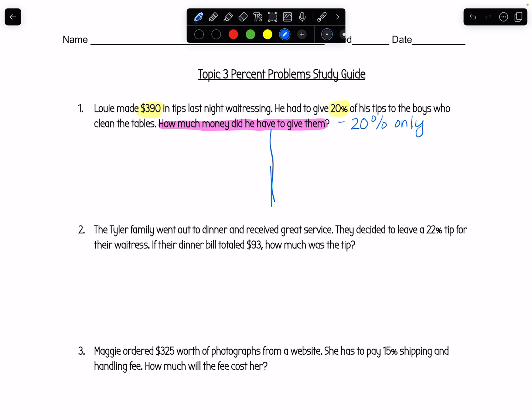So if you are a fan of proportions, you set it up with your 100 and your percent on one side. And since it wants to know what the 20% is, the 20 goes with the unknown. Since we do not know the 20%, we're going to put the x with the 20%. We do know the 100%. It's 390. So you are more than welcome to do it that way if you choose. You can also recognize that since it's just asking about 20%, I can do 390 times 20%, and you can write that as any of these choices.